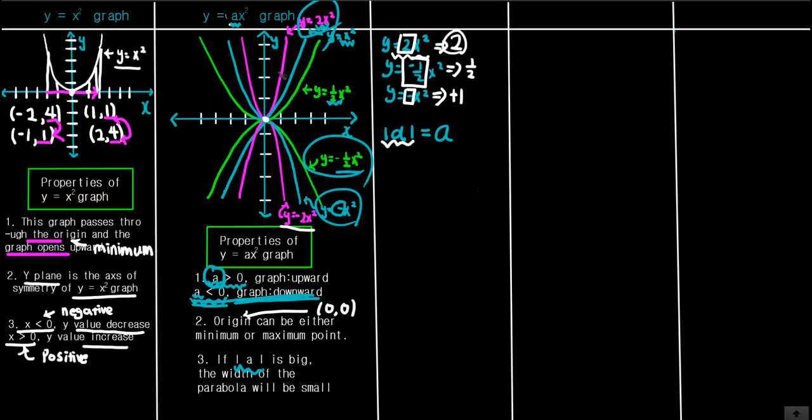But if we actually look through our graphs, we can see that the y equals 2x squared graph, which I'm pointing out, has the smallest width compared to the other graphs. And if you think about the y equals negative x squared graph, according to our theorem, its width should be smaller than 1 over 2.